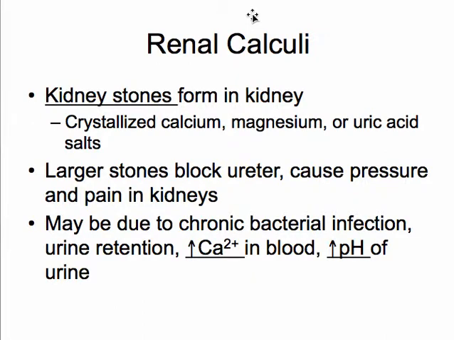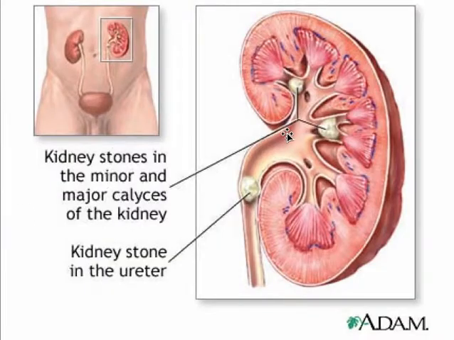Something that a lot of people are familiar with are kidney stones, or what we call renal calculi. They form from crystals, and they can be caused for a number of different reasons, but larger stones can block the ureters, and it causes a lot of pressure and pain as the urine cannot flow out of the kidney. If we see this picture, you can see here is a kidney stone blocking a minor calyx. Here is one in a major calyx, and here's one in the ureter.